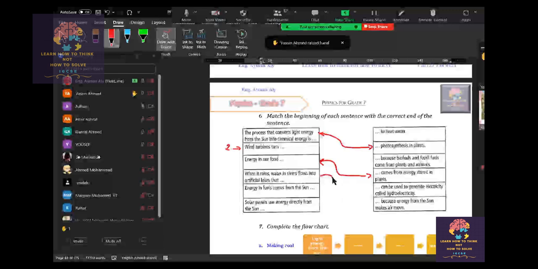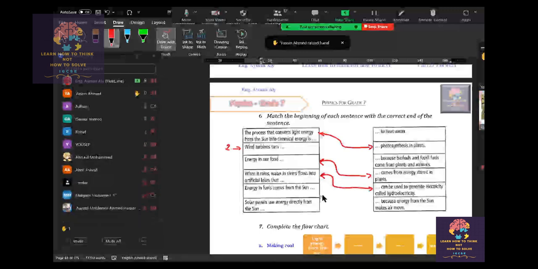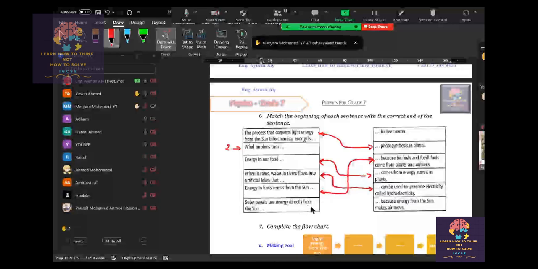Very good. Energy in fuel comes from the sun, because biofuels and fossil fuels come from the plants. Okay. Solar panels use energy directly from the sun to heat water. Excellent. This changes this color.